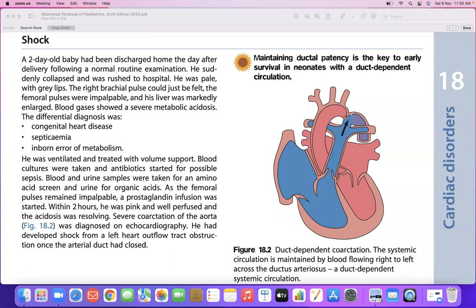Now the mixing was happening here. Even though the blood cannot come here, the blood from the pulmonary artery is going here and supplying the systemic circulation. But when the duct got closed, what happened? Suddenly there is a block here for the systemic circulation. So there is no supply, means very less or no. So he went into shock. This is the mechanism here. It's shown beautifully here.